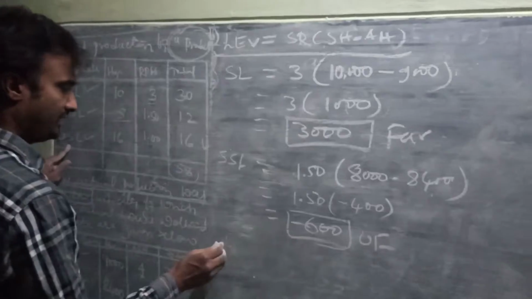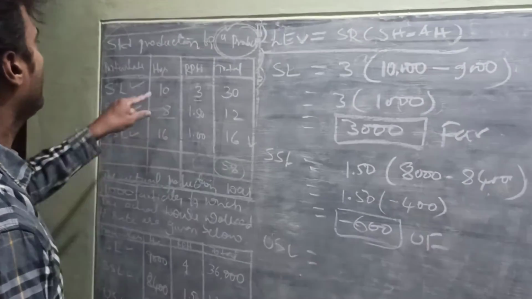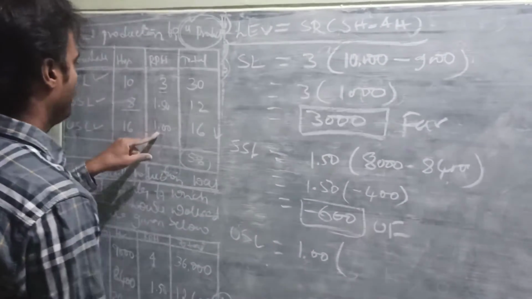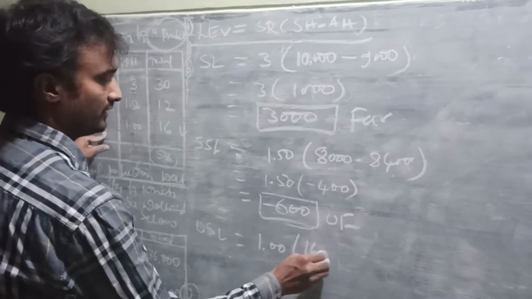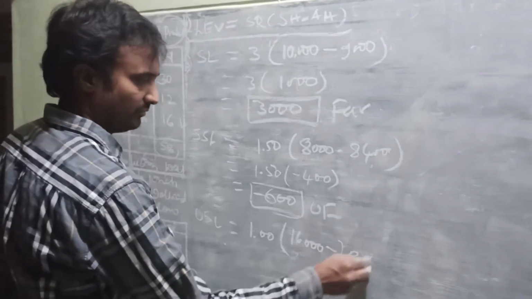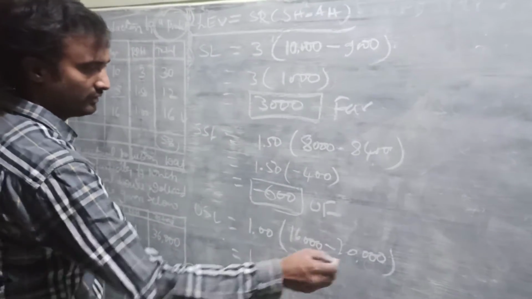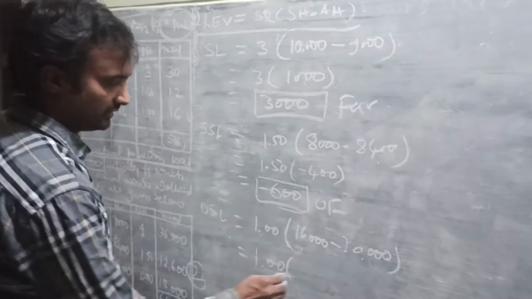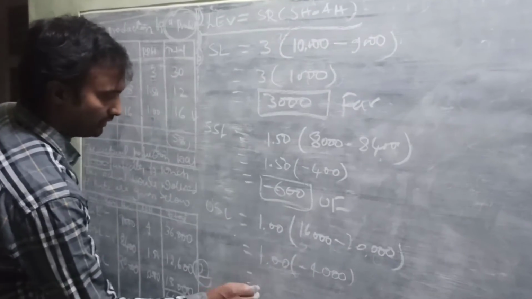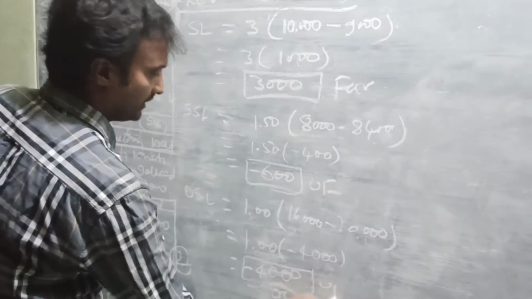Next one, unskilled laborer. For unskilled laborer, the standard rate paid to him is 1 rupee, standard hours 16,000, minus total hours he has taken to complete the job, 20,000 hours. Therefore 1 rupee into 16,000 minus 20,000, that comes to minus 4,000, unfavorable.